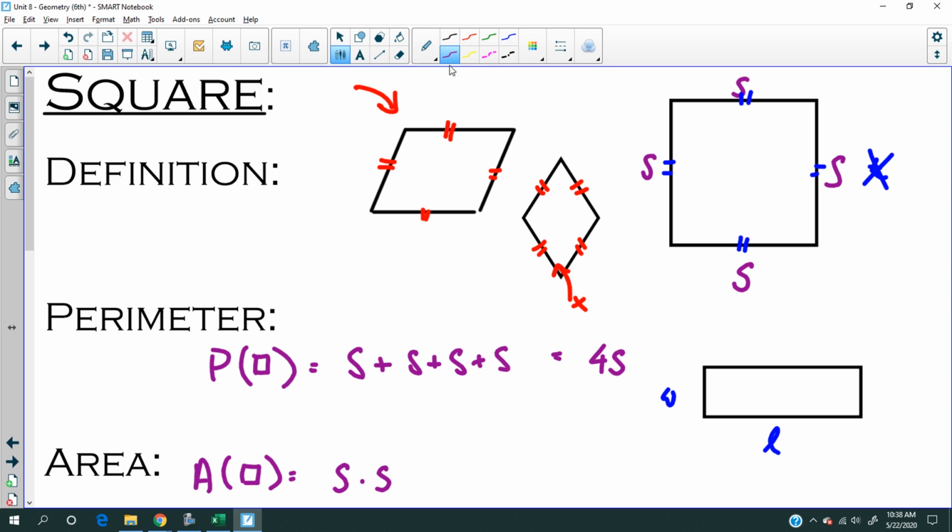Now, this is an 8th grade topic, but by the 8th grade, you'll realize that S times S has a shorter way of writing it. We must have talked about this already with exponents. Another way of writing this is S squared. Okay? All right. Now, with that said, let's go to our graphic organizer.